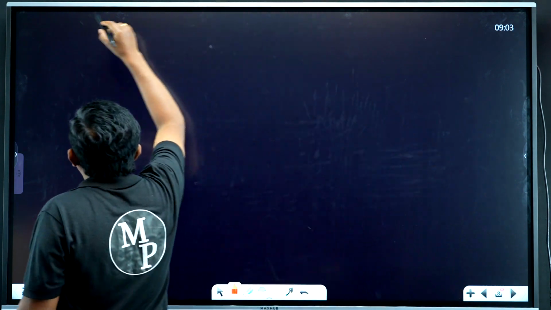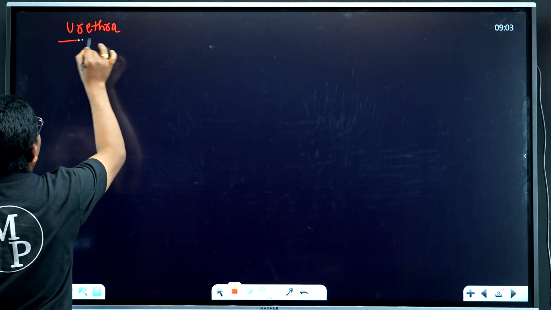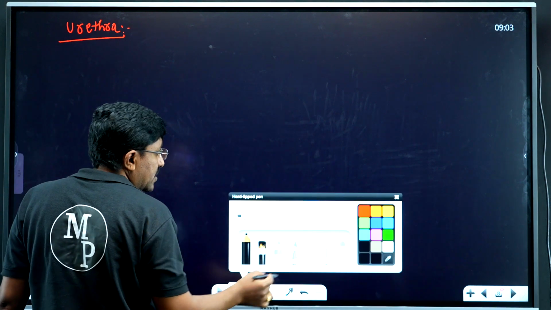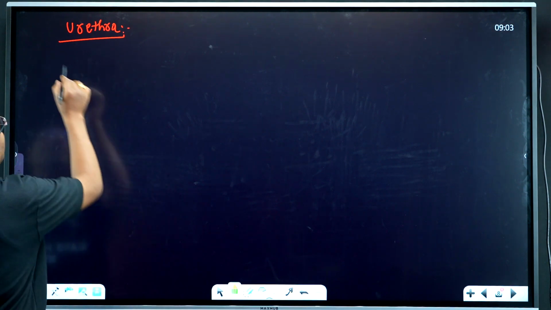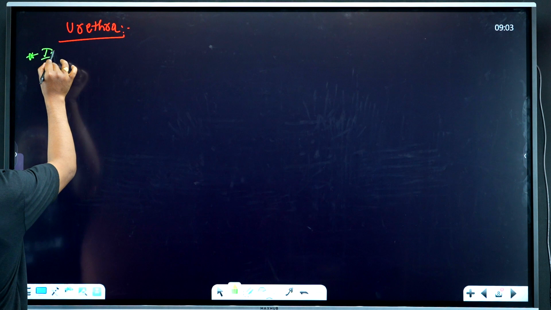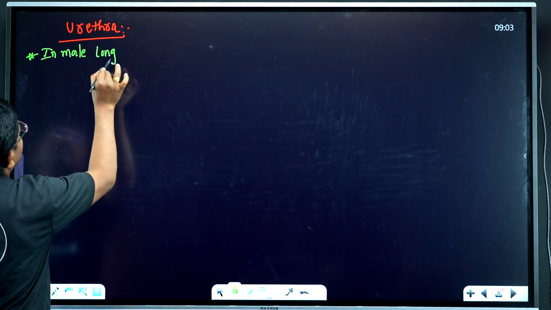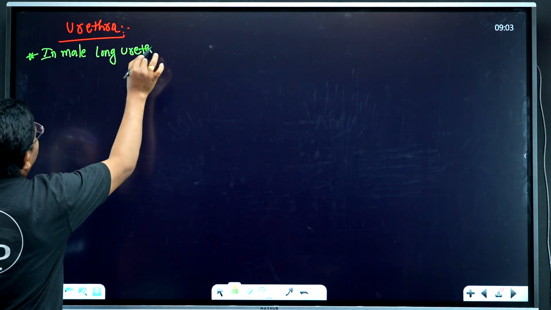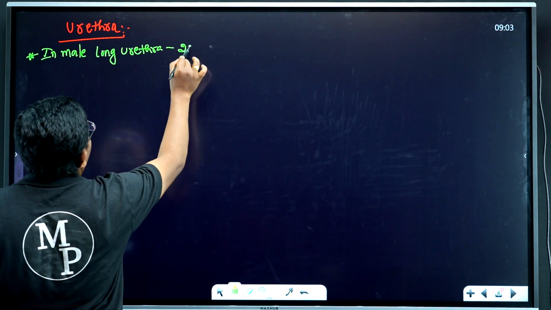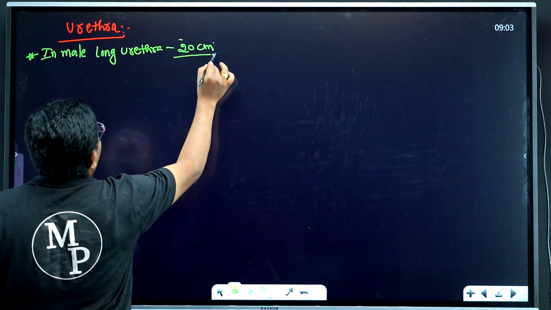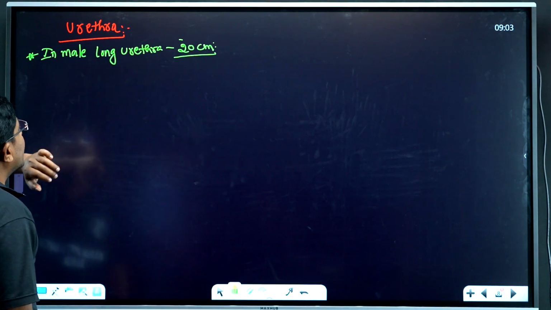Now, the urethra. Generally, in the male reproductive system, the urethra is long. I'll write these points here. In male, a long urethra is present, approximately 20 centimeters long.